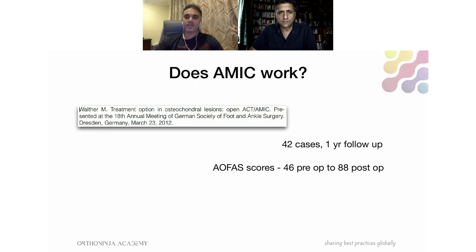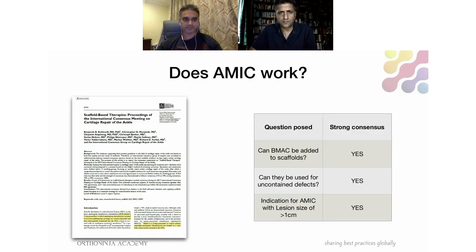AMIC does tend to work because you've got to ask yourself, what's the alternate option? A patient with this contained defect and a cyst. They're young. They want to keep their ankle moving. What are you going to do? Are you going to give them a fusion? You want to essentially keep them ticking along, keep them moving, and patients do tend to do fairly well following this.